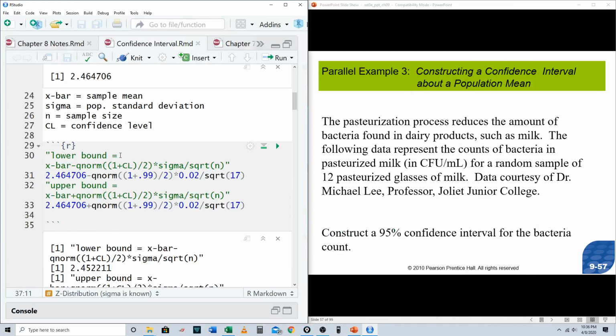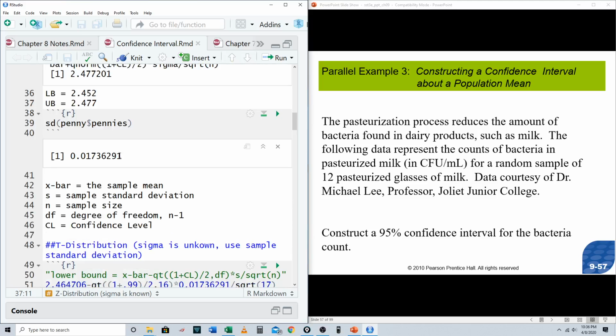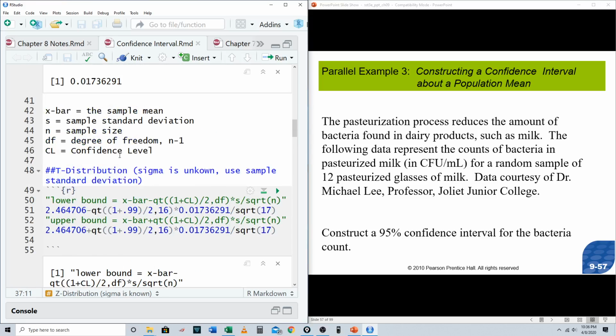Okay. So I'm going to do a t distribution, which is somewhere on here. Now for t distribution, we're going to need this information: x bar, sample mean, sample standard deviation, sample size, degree of freedom. Degree of freedom is found by using the sample size minus 1, and then confidence level.